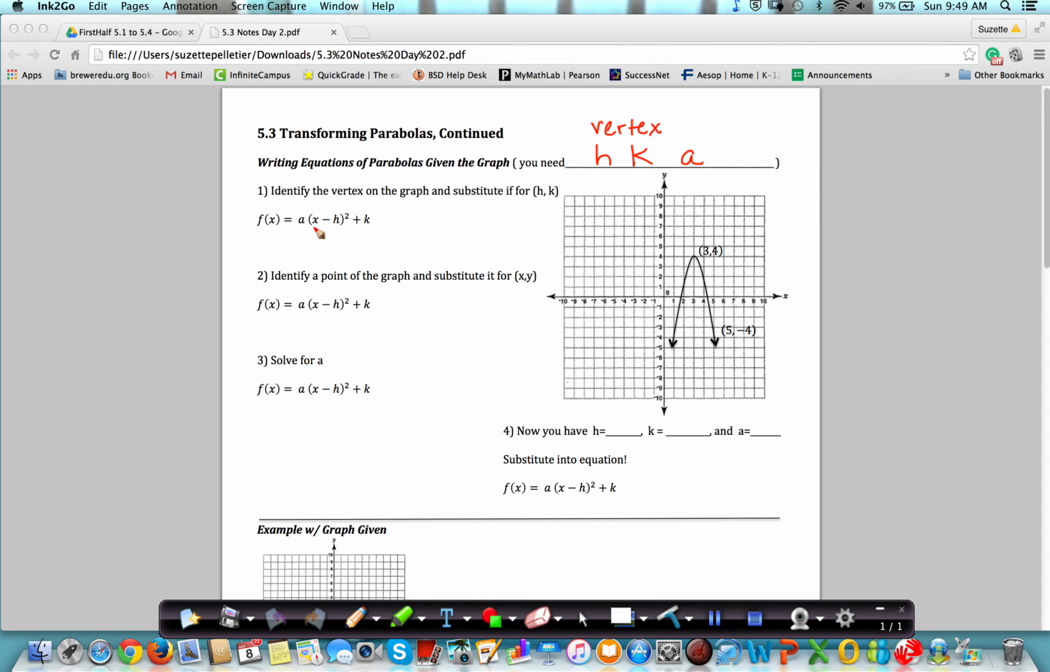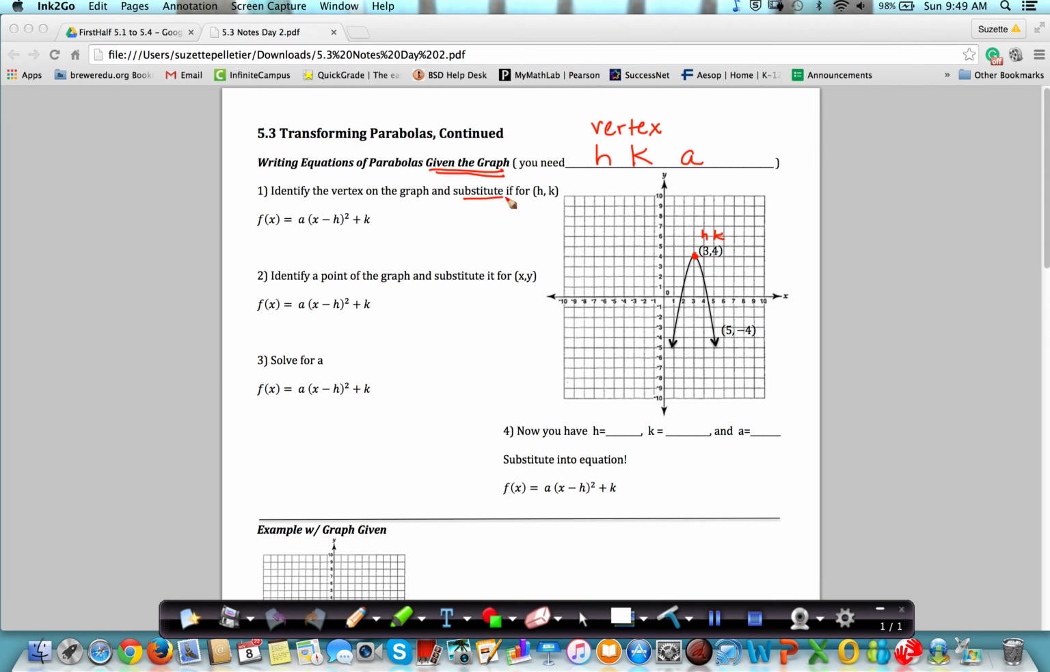And so the letters that need to be replaced by numbers are a and h and k. The x and the f of x also stay there. So we need h, k, and a. So the first thing you're going to do when you are given a graph, you're going to look at the graph and you're going to identify the vertex. That's the first thing you're going to do. So 3 is going to be my h, 4 is going to be my k.